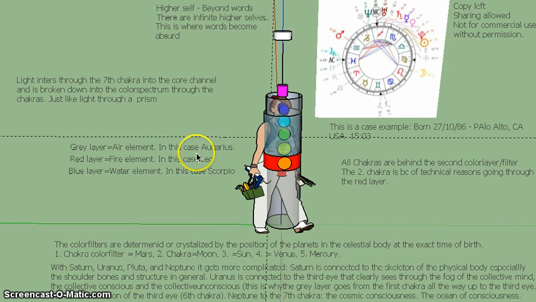So take a look at this model. See the seven chakras: one, two, three, four, five, six, seven, and up there you'll notice the higher self. It's kind of ironic to put it up there, but it's just a representation. It's symbolic.